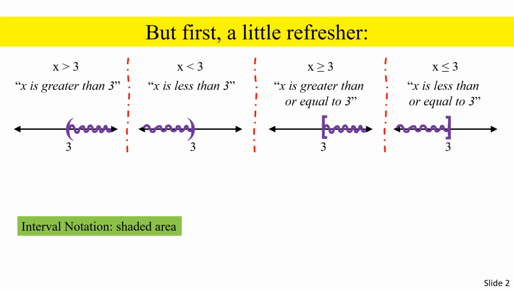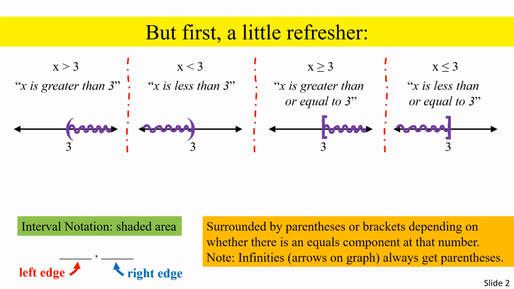Interval notation is talking about the shaded area. It's a shorthand notation for the shaded area. It has two parts: the left edge of the shaded region and the right edge of the shaded region. And then, of course, it's surrounded by parentheses or brackets, depending on whether it's an equals component at that number. Note infinities, arrows on the graph, always get parentheses.